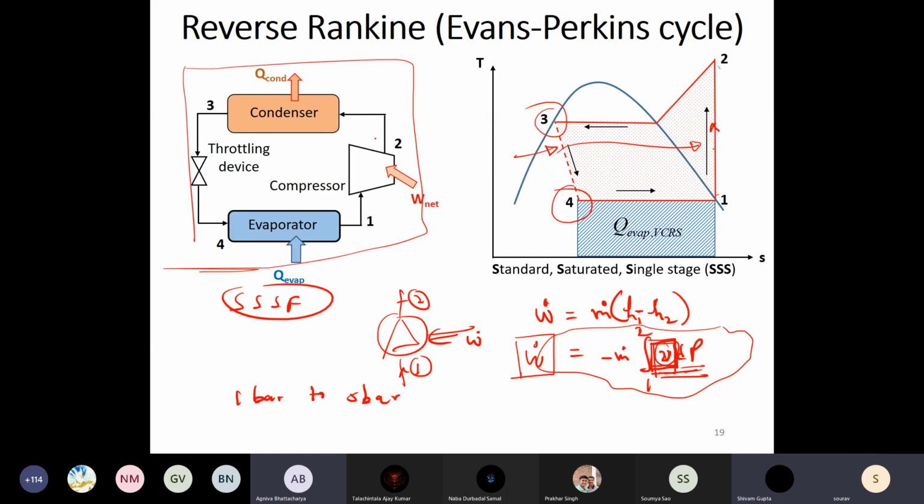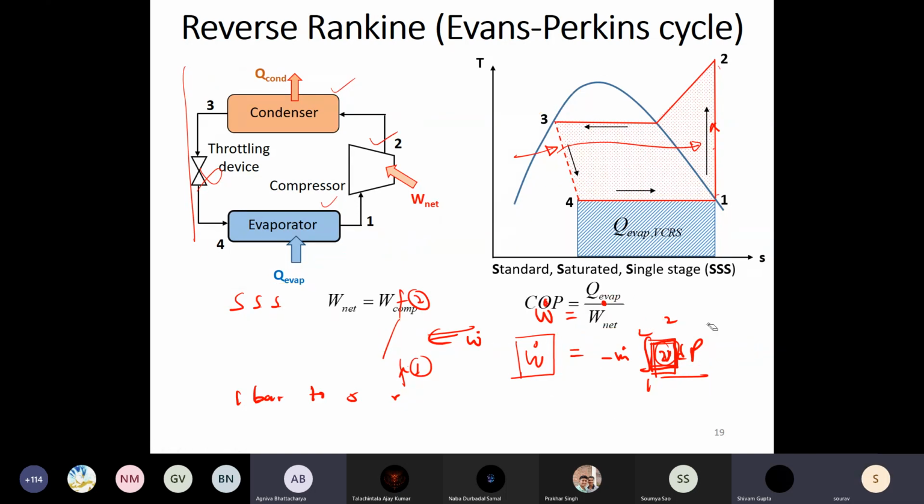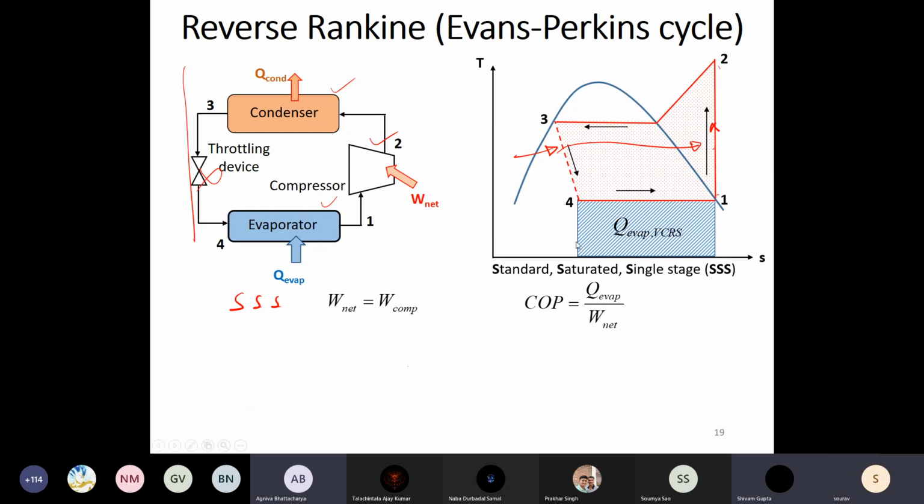This could be reversed, yes, this could be reversed, yes, this cannot be reversed. I will have to replace this throttling device back with the reverse of an expansion device, that is a pump or a compressor, to get back the power cycle. Okay, so what you get over here is the vapor compression refrigeration cycle, which in true sense you cannot reverse. So this is a cycle which you revert back and you will not get the power cycle.